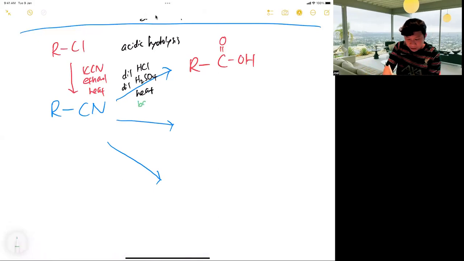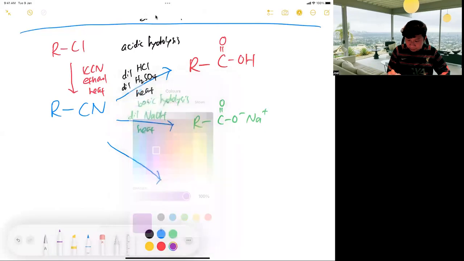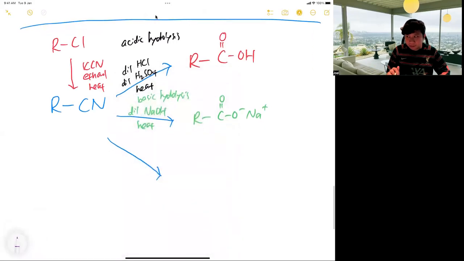Okay, I can also use basic hydrolysis. Basic hydrolysis will be dilute NaOH, heat. Then you get RCOO minus Na plus. These two link together. It's just acid or base. The N is gone, the CN is gone, leaving COOH or COO minus. So remember COOH or COO minus.